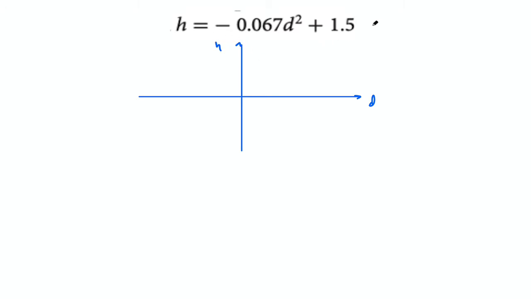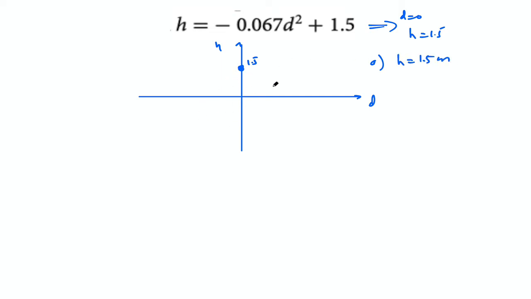That happens when d is equal to 0. So when d is equal to 0, you get h is equal to 1.5. So this is going to be our max, and then it's going to be pointing downwards like so. So then for part A, the maximum height is 1.5 meters.